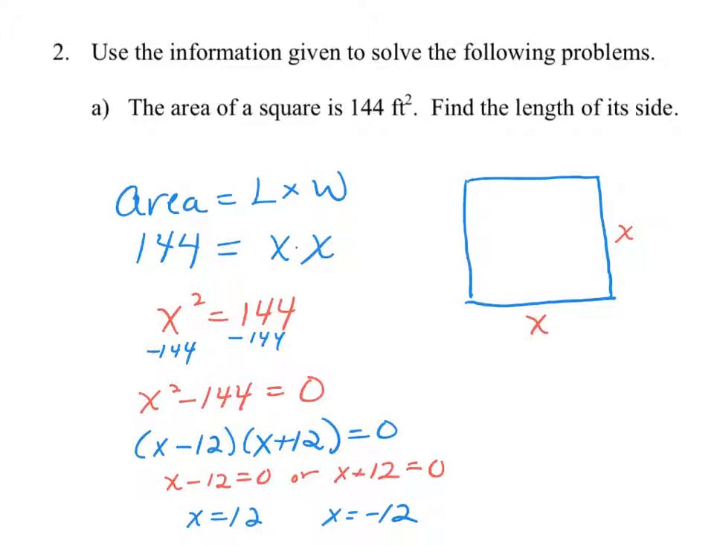Now, since x is the length of the side of the square, it wouldn't make sense to have a negative value for x. So we can say that the correct option is x equals 12. But anytime you start with a word problem, you should end with a word problem in the way that you write your final answer. So we can say the length of the side is equal to 12 feet, since the area of the square is 144 square feet, so each side is 12 feet.